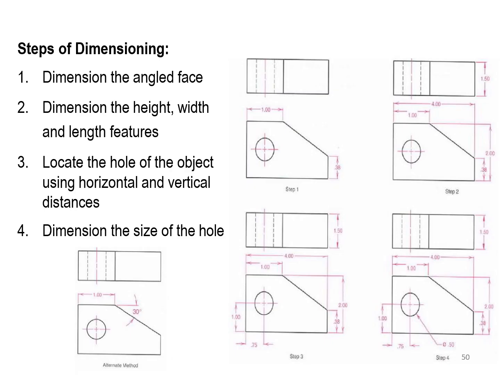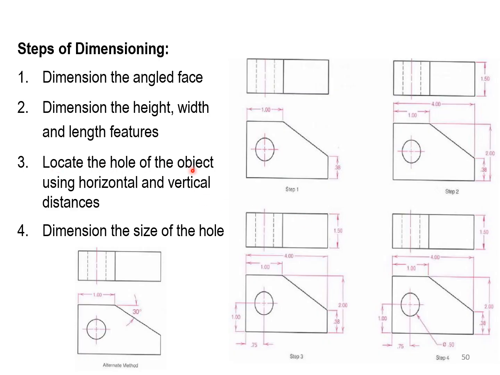Now, some of the steps of the dimensioning are going to be: first, dimension the angled face. So you can see that's what we have, the angled face. This is going to have a slope. We're going to have the horizontal line, and we're going to show what the angle of that slope is. Then dimension the height, the width, and the length features. So that's what we have here, the width and the height and other length features.